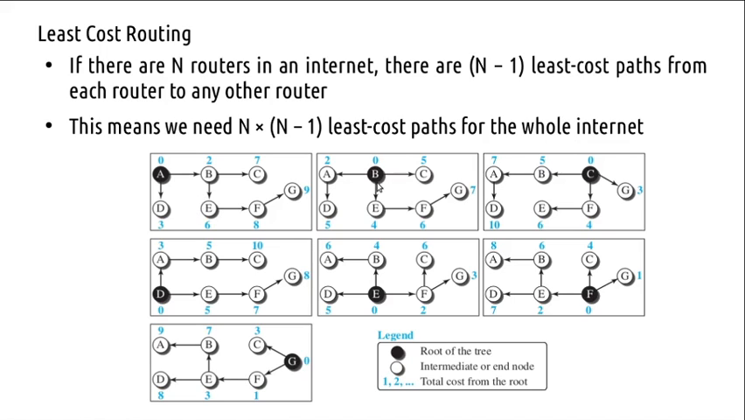Okay, so this is the least cost tree for A, and this is the least cost tree for B, C, D. Each of these will be considered as the root node, and then you will compute the least cost path to each of these nodes, the intermediate nodes, each of the nodes in the network. So if you have n routers, you will have n-1 least cost paths from each router to any other router. So that means n into n-1. So if you have 10 routers, you will have 90 least cost paths for the whole network.